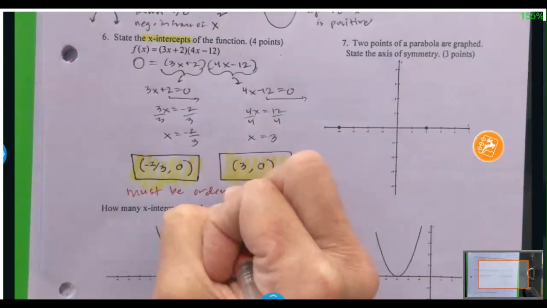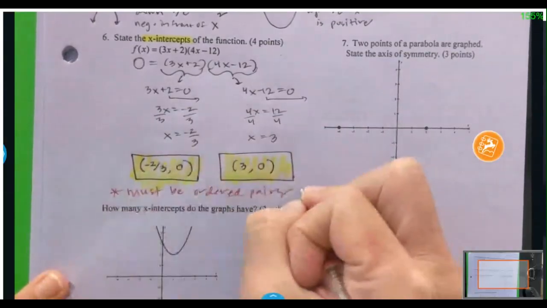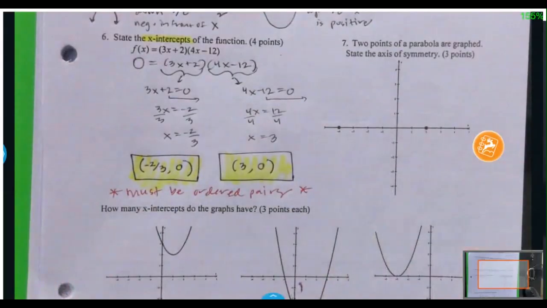Now we're getting ready to see on the next question something different. Notation really, really, really matters. If it asks for an intercept, that is an ordered pair. It needs to be in parentheses with a comma in between. Because on number 7, we're asked for something different, and the notation determines whether or not we've got a point or a line, or it could even be an interval, depending on what you're doing.